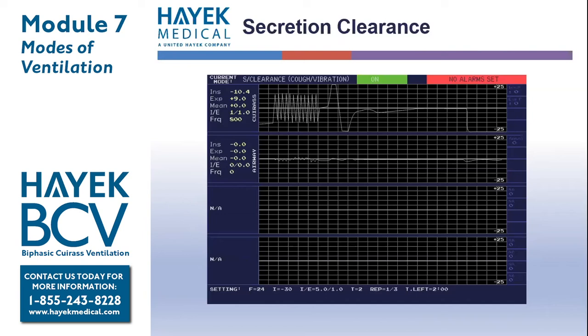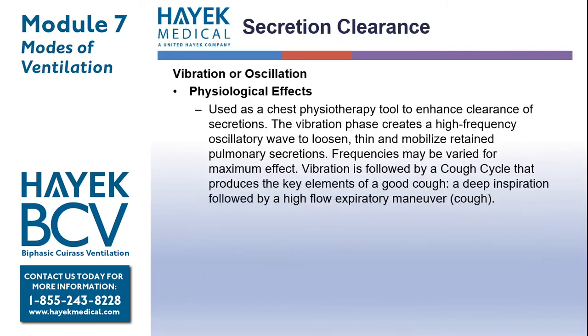Secretion clearance. Secretion clearance, vibration or oscillation, physiologic effects. Used as a chest physiotherapy tool to enhance clearance of secretions, the vibration phase creates a high-frequency oscillatory waveform to loosen, thin, and mobilize retained pulmonary secretions. Frequencies may be varied for maximum effect. Vibration is followed by a cough cycle that produces the key elements of a good cough.